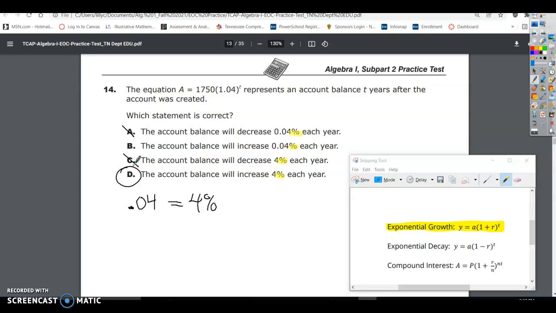And again, just remember, if they give you 4% and they say that you want to add 4%, you would change that to 0.04, add that to 1, and plug it into the formula, which they have done. So the 1750 is your initial value, and then it's 1 plus the growth rate raised to t, which is time in years. All right, so number 14 is D.